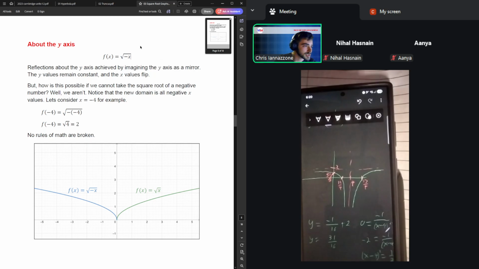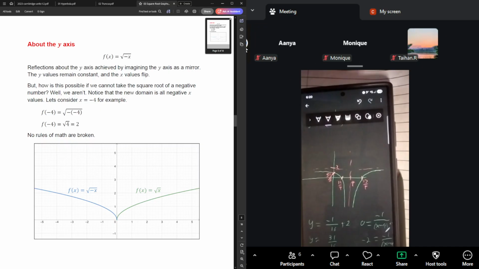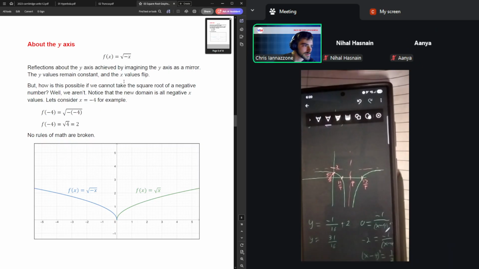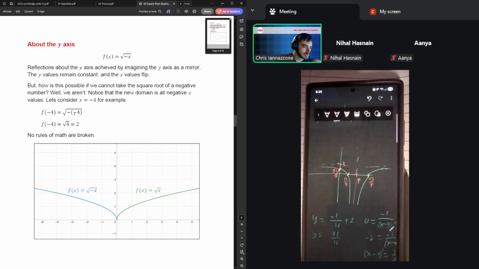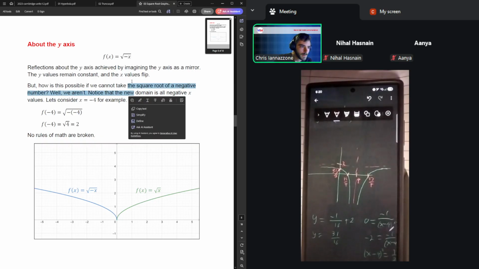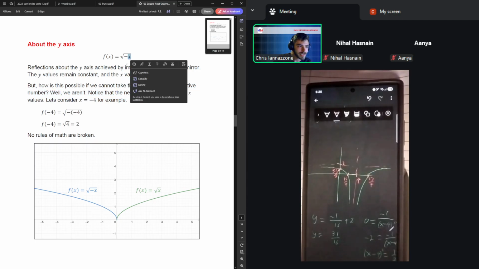This one does actually have a reflection about the y-axis, which at least initially seems to break a rule of how graphs work. How is it that we're allowed to square root a negative number? In reality, we are not square rooting a negative number. We're square rooting a negative variable, and those are different things. Square rooting a negative number would be like trying to square root -4. Bad.